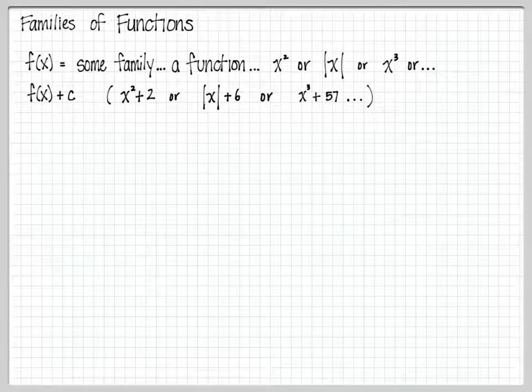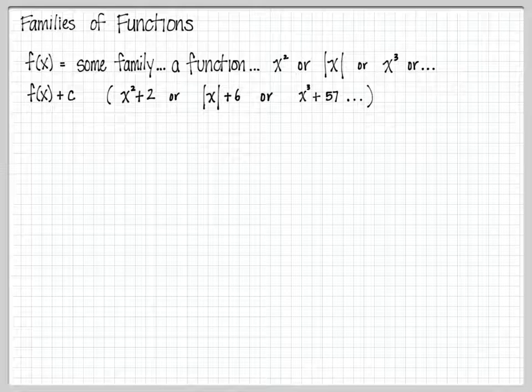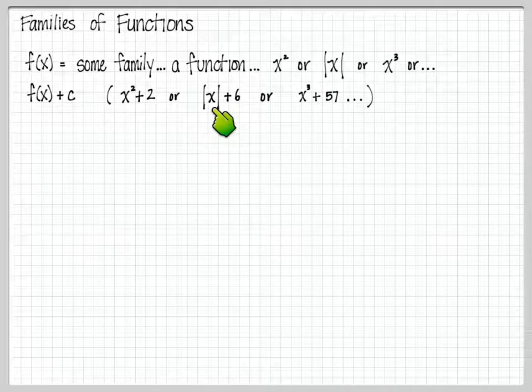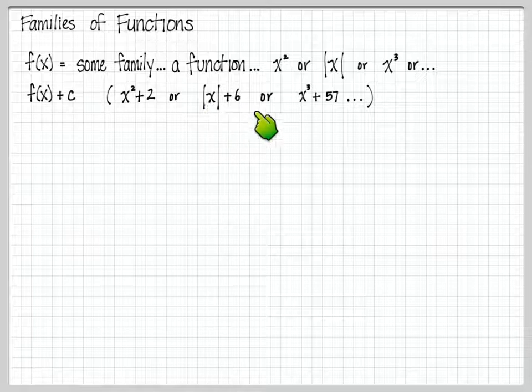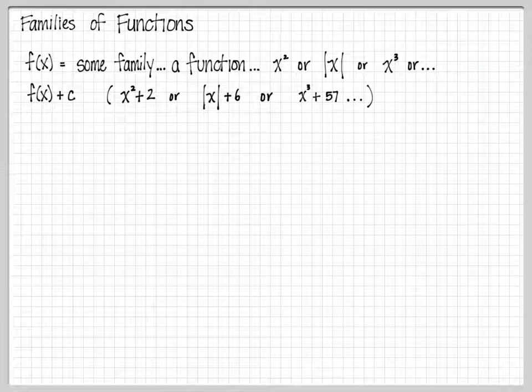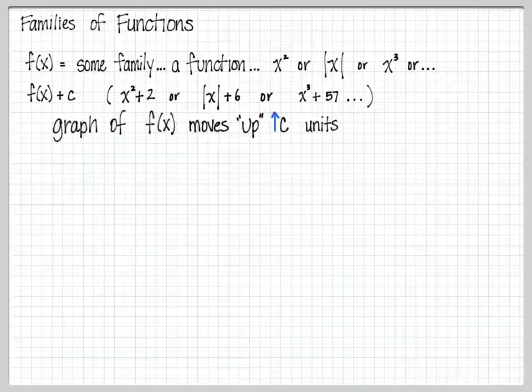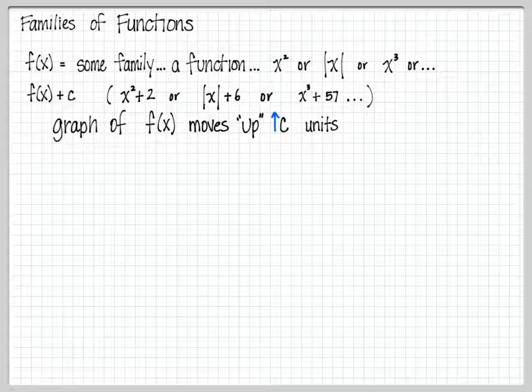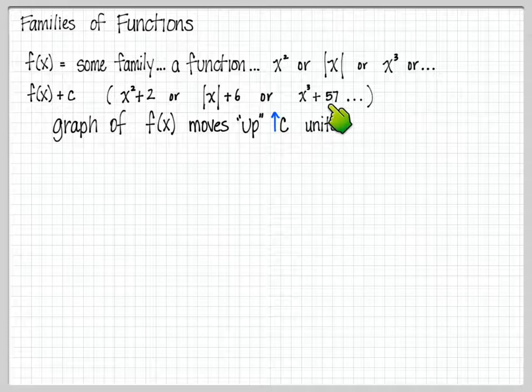Well, we're going to add to that function. So instead of being x squared, it could be something like x squared plus 2. We're adding to it. Instead of just absolute value of x, it could be absolute value of x plus 6. Or instead of just x cubed, it's x cubed plus 54. And what that does to the graph of the function is move it up c units, whatever it is that you were adding. So in this case, it's going up 2, it's going up 6. In this case, it's going up 57 units.